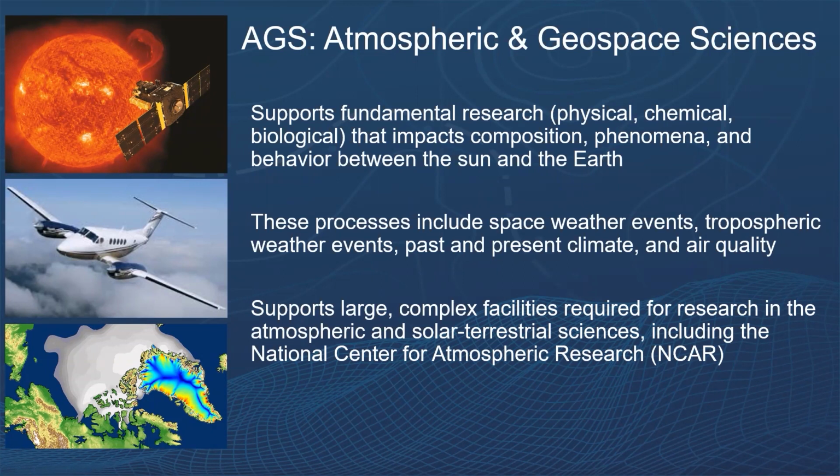This supports fundamental research in physical, chemical, and biological processes that impact composition, phenomena, and behavior between the sun and the Earth. These processes include weather events, tropospheric weather events, past and present climate, as well as air quality. And again, it supports large, complex facilities that are required for research in the atmosphere, as well as solar terrestrial sciences. And it includes the National Center for Atmospheric Research, or NCAR.